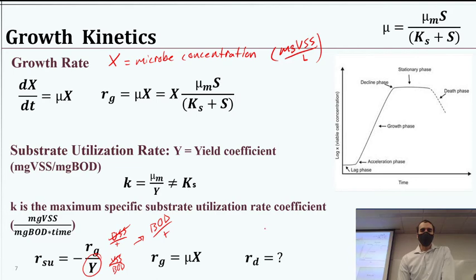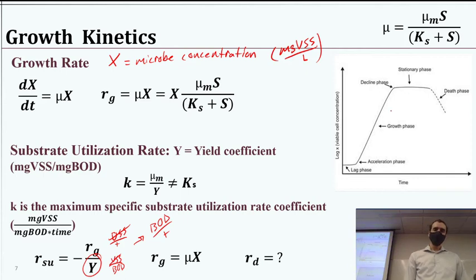Okay, so then the last component here to understand the system is, what about the death? The bacteria will be dying during this time. Even during this growth phase, some bacteria will die. So it's not that they just live forever until the death phase. It's actually just this constant process. Some are growing, some are dying. And at some point, the rate at which they're dying dominates, whereas early on, the rate at which they're growing dominates.